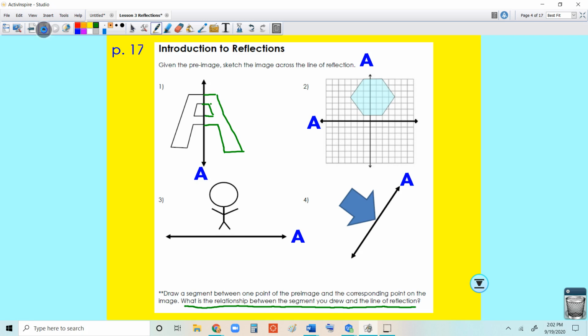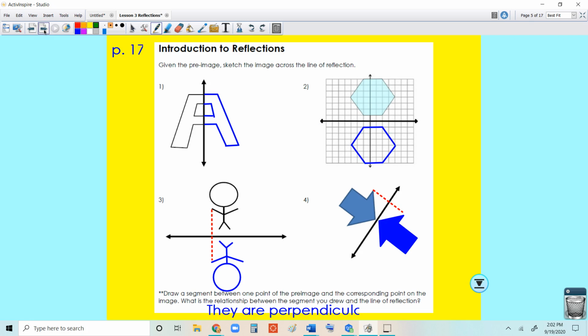Okay, so let's check that out. So here is kind of what you probably got. And notice these 2 red lines. We drew a line connecting the corresponding points. If this was A and this was A prime, we want to know what's true about that line. One thing that's true is it's perpendicular, and it's also equidistant. So if this arm is 2 feet above the ground here, it's going to be 2 feet below the ground there. It's equidistant.